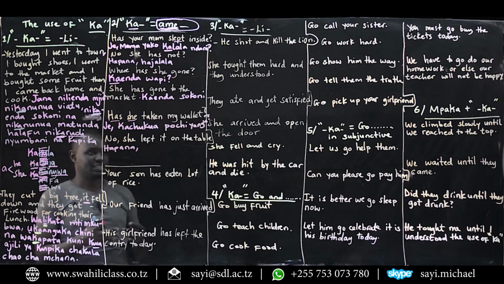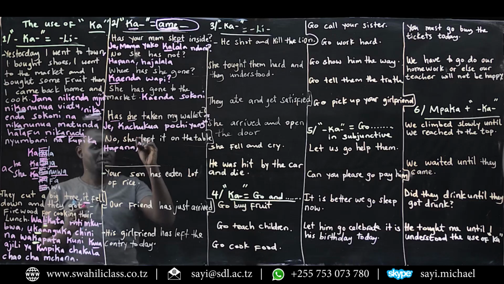She left it on the table. She has left it on the table. We need "has" here because we need to continue with our car. She has left it on the table.